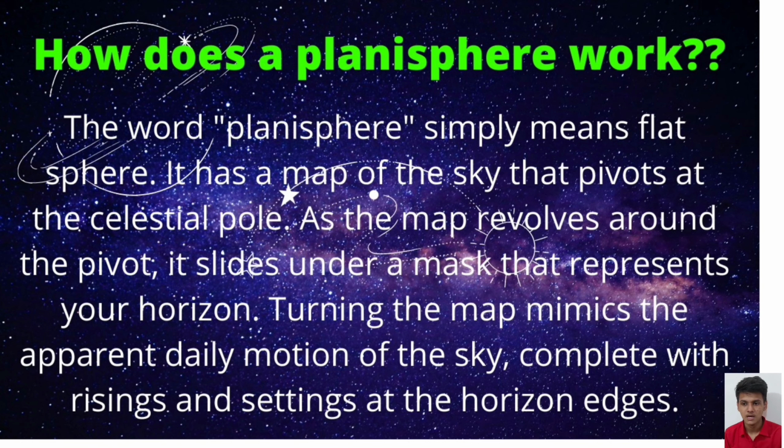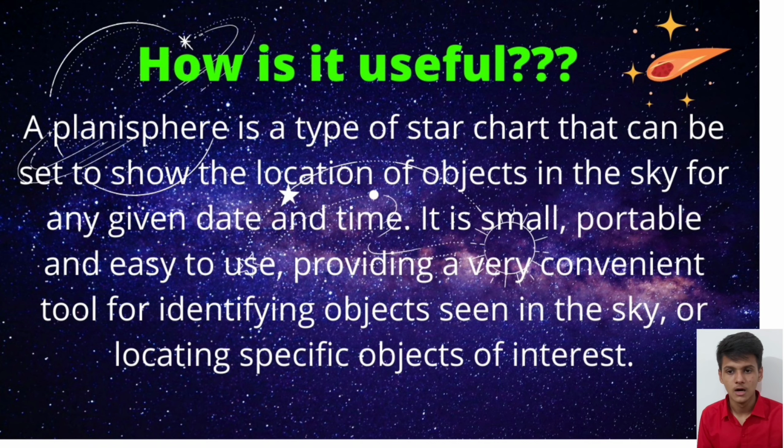How does a planisphere work? This planisphere is a flat sphere. It has a map of the sky. When we want to see stars or constellations in the sky, we can adjust it by setting the date and time. When we turn the map, it shows the motion of the sky and the visible stars and constellations, complete with rising and setting at the horizon edges. How is it useful? A planisphere is a star chart that helps us show the location of stars and constellations in the sky for that specific date and time.